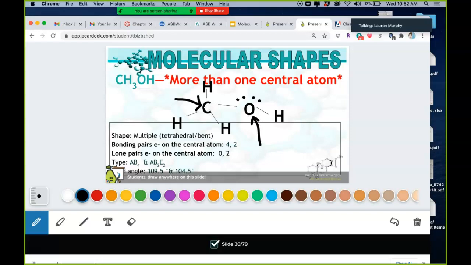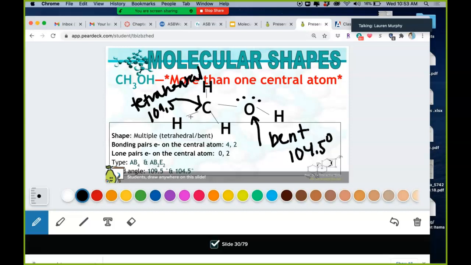So look, carbon is bonded 1, 2, 3, 4 times. So its generic structure would be AB4. What's that? That's tetrahedral. So that means that bond angle would be 109.5. Okay? And then as a separate shape, you have the oxygen. Well, oxygen is bonded twice with 2 lone pairs of electrons. So what's that shape? Well, that shape is bent or angular. So the bond angle around oxygen is approximately 104.5.